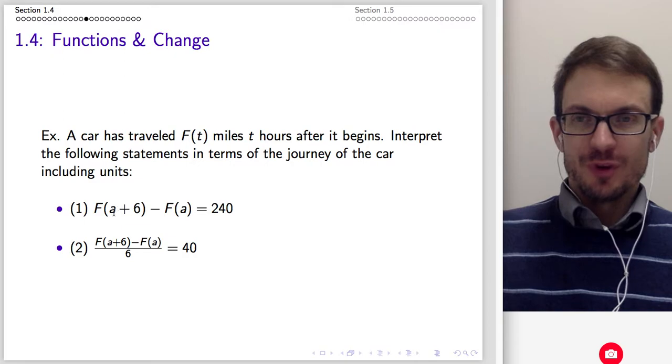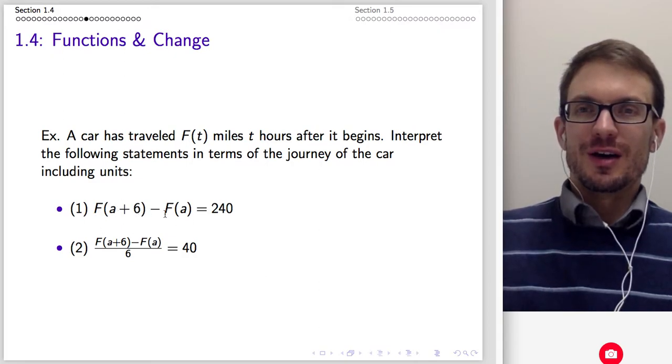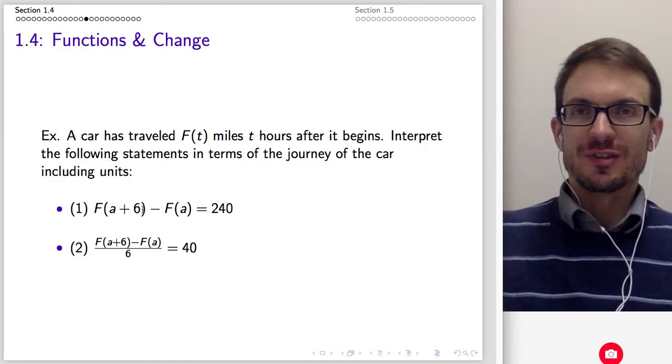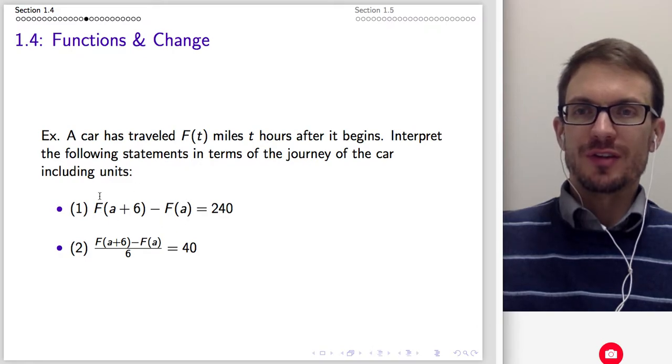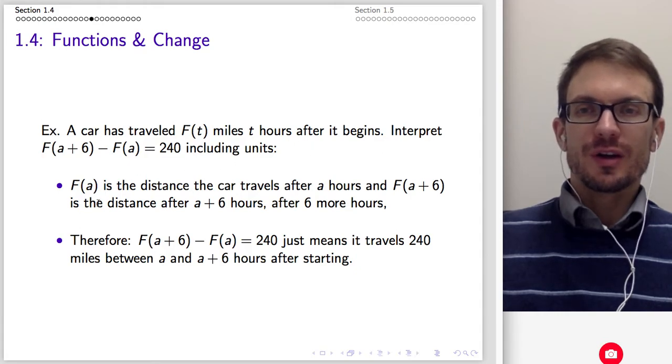Okay, so what does f of a plus 6 mean? f of a plus 6 is 6 hours later. So this is giving us the distance we've traveled in a 6-hour period. So this is the distance in 6 hours divided by those 6 hours, which is going to be our miles per hour. So, okay, let's go over this more carefully.